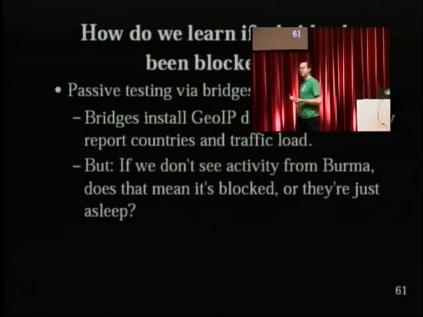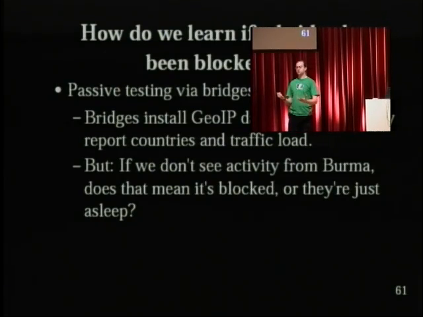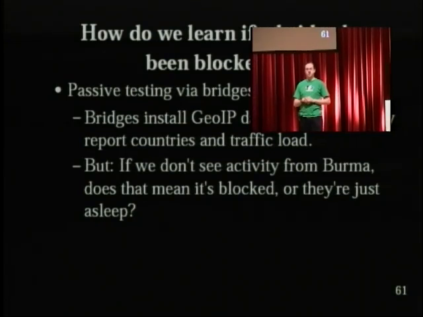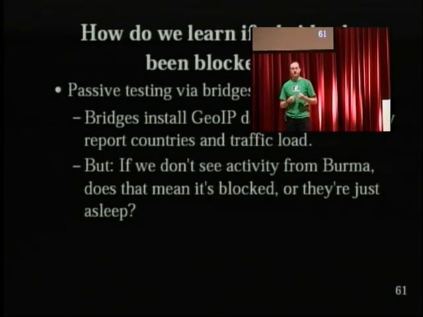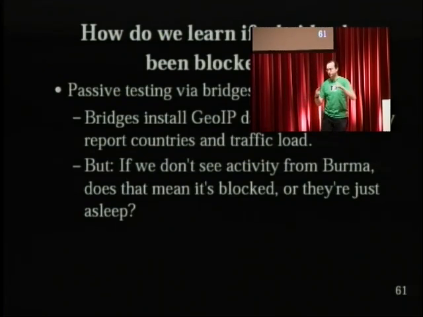Another approach is passive testing. Each of the bridges comes with a little 2 megabyte GeoIP database. It knows when somebody connects, this guy's connecting from Syria, this guy's connecting from Egypt, this guy's connecting from China. There are some anonymity issues here if it publishes all the IP addresses of the people that it sees. But maybe once a day it says, I got 27 connections from Syria. I got 3,000 connections from China. I got 0 connections from Uzbekistan. So it's a start. It'll give us some notion.